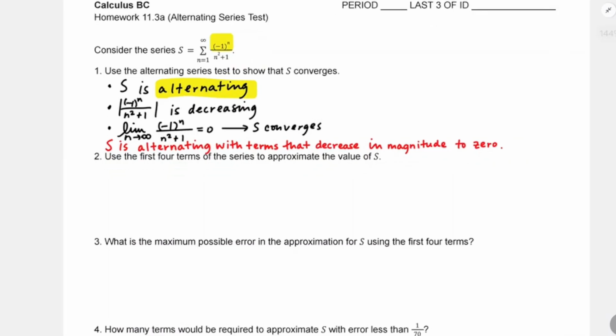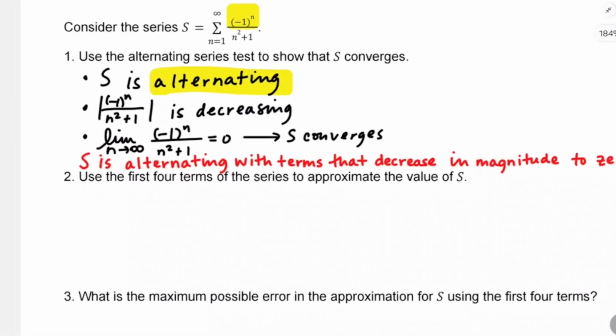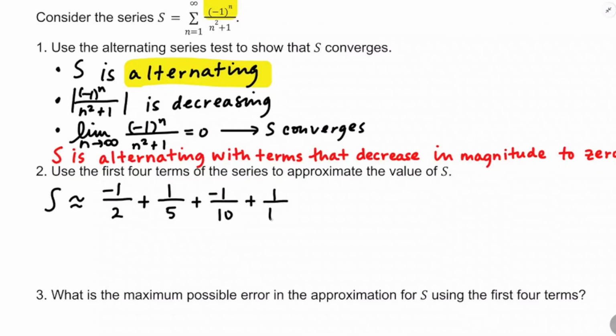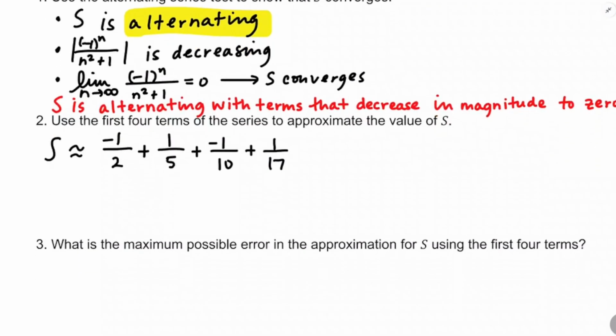I might write a little bit too, but use the first 4 terms of the series to approximate the value of S. So I'm going to say S is approximately equal to, n equals 1, (-1)^1 over 1 squared plus 1, plus (-1)^2 over 2 squared plus 1, plus (-1)^3 over 10, and (-1)^4 over 17. All right, now we do not need to go and find a common denominator for that. I think it's going to be 170. Yeah, because 17 is a prime number. So, all of that, I don't really need to do that.